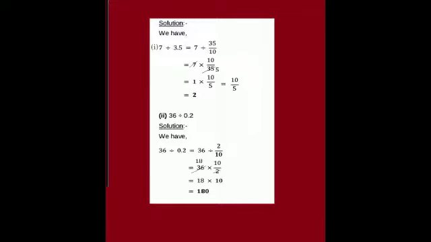Next, second subdivision, 36 divided by 0.2. So 36 divided by 0.2 can be written as 2 by 10. Now 36 into the reciprocal of 2 by 10 is 10 by 2. So 36 into 10 by 2. On cross cancellation of 36 and 2, we got 2 ones are 2 and 2 18s are 36. Now the numerators 18 into 10, which is equal to 180.